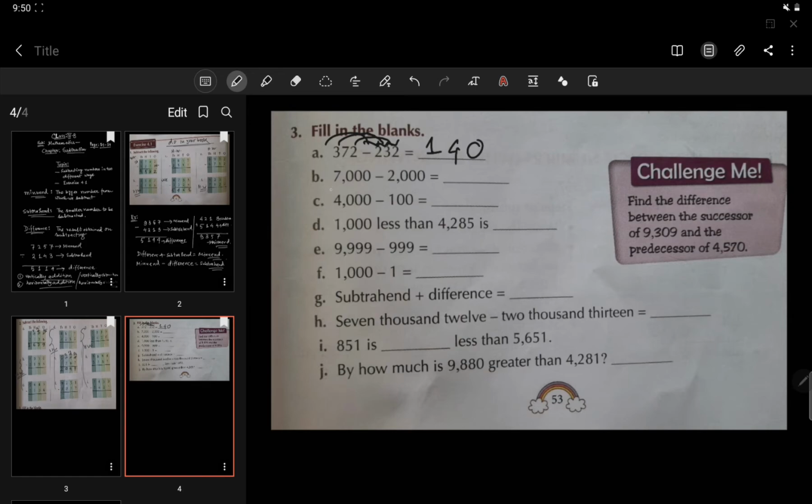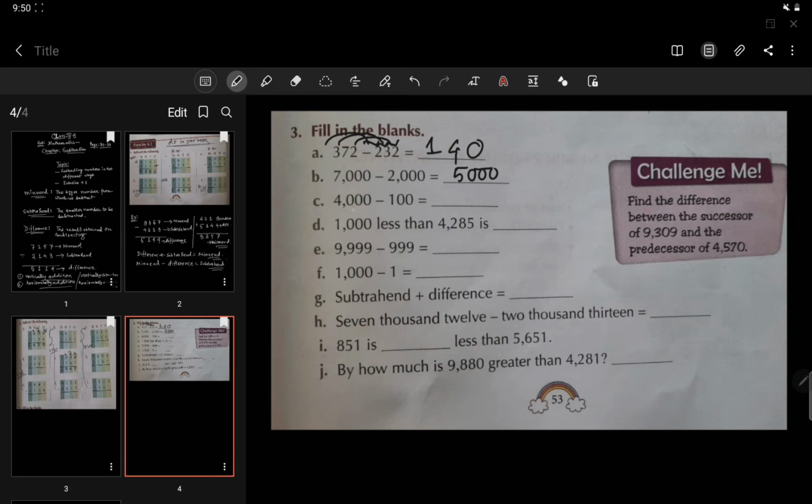Similarly, 7000 minus 2000, you can do it orally. Because they are in the same group, if you subtract, only 7 minus 2, it will be 5. So the answer will be 5000.